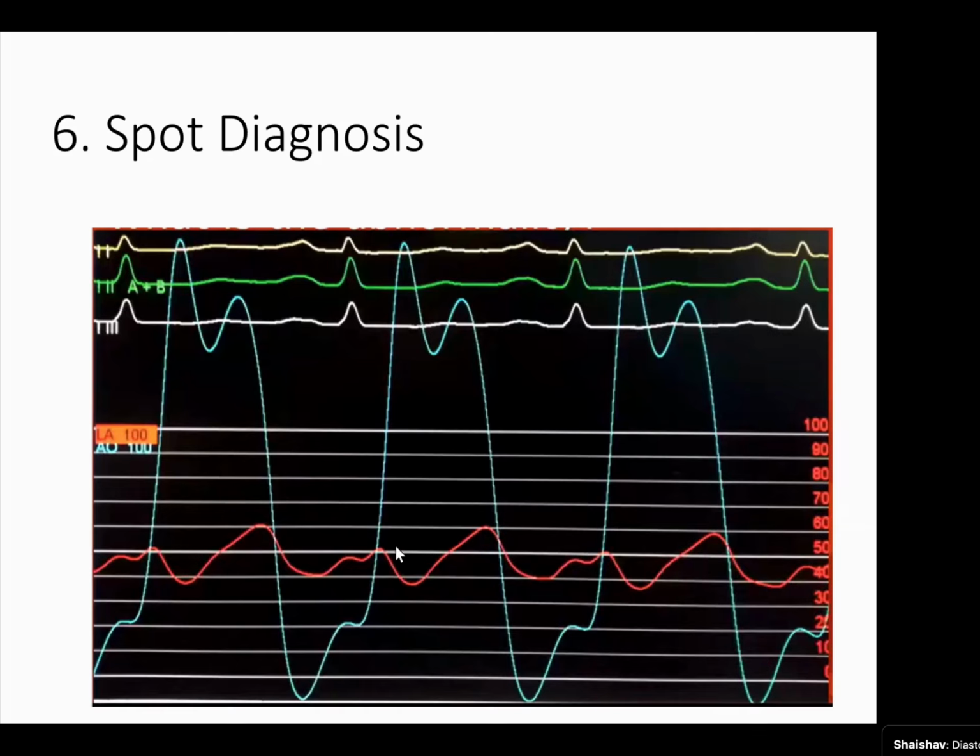So there is a prominent A wave, the prominent V wave. So both A wave and V wave are prominent. There is a clear-cut gradient in the diastole. The LA pressure is higher than the LV end-diastolic pressure in the diastole. So clear-cut separation. So this is classical of mitral stenosis.